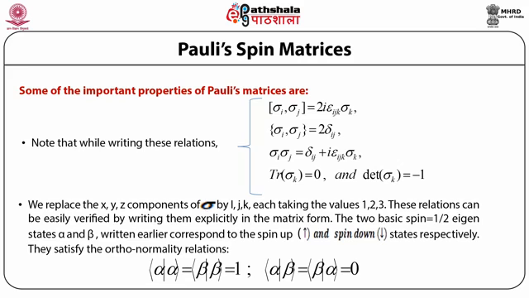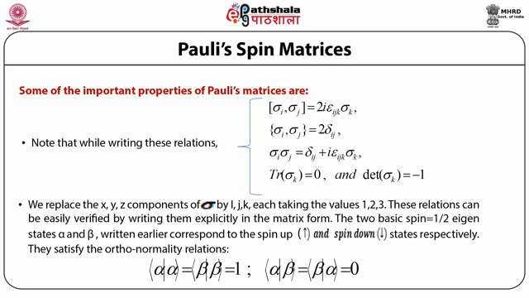And finally, sigma i times sigma j is given by delta ij plus iota times epsilon ijk sigma k, where, as we have discussed earlier, delta ij would give a value 1 if i is equal to j and would give a value 0 if i is not equal to j. Similarly, epsilon ijk is the tensor of rank 3 and is called the antisymmetric tensor.